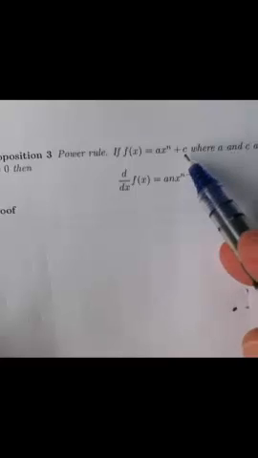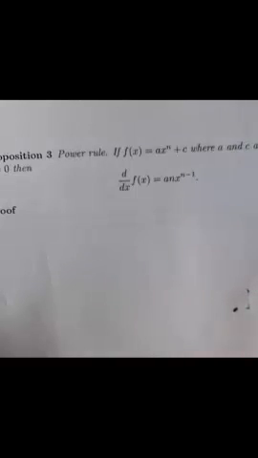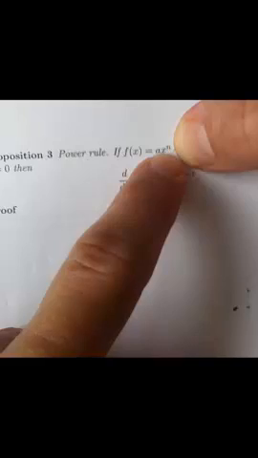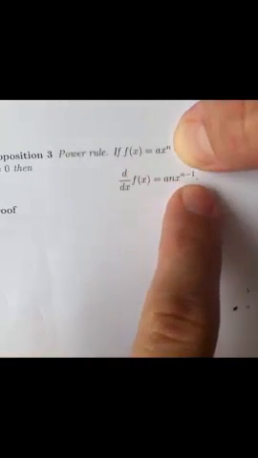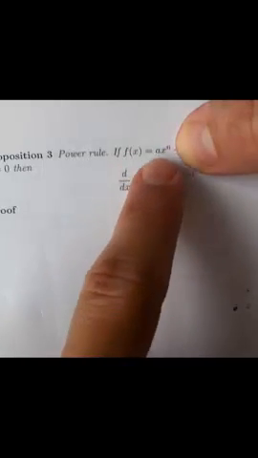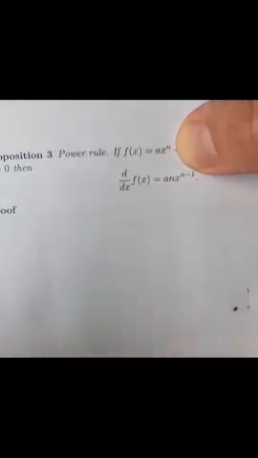You just lose the C. C goes away completely, and then you bring the n down. See the n down there? N comes down, and then up in the superscript in the exponent, you subtract 1. So lose any constants, n comes down, keep the a, and subtract 1 in the exponent.